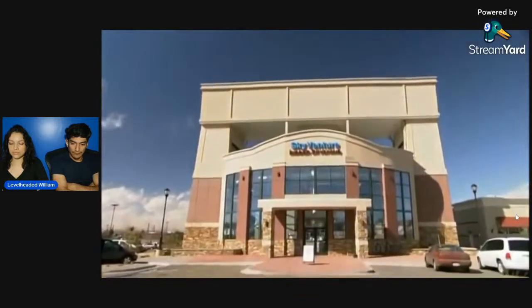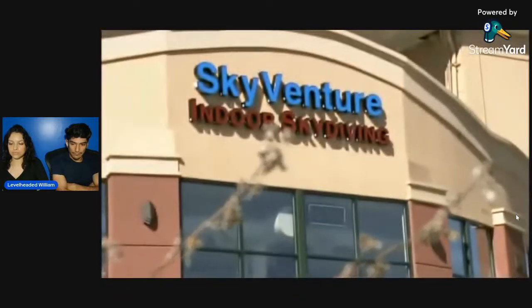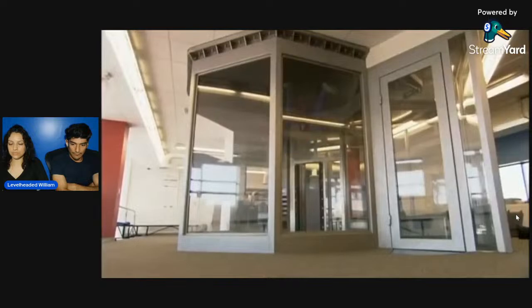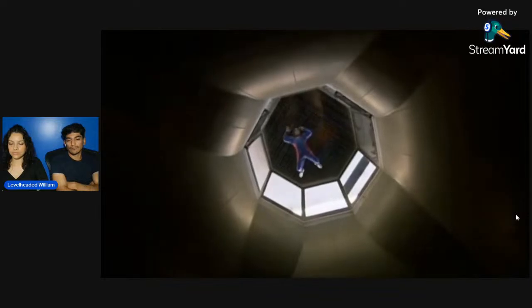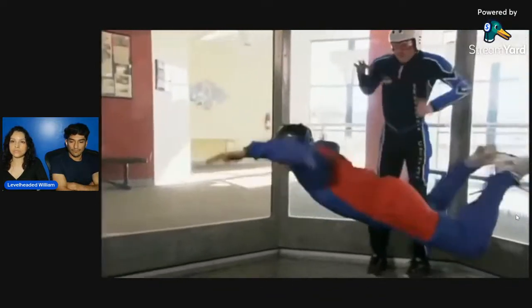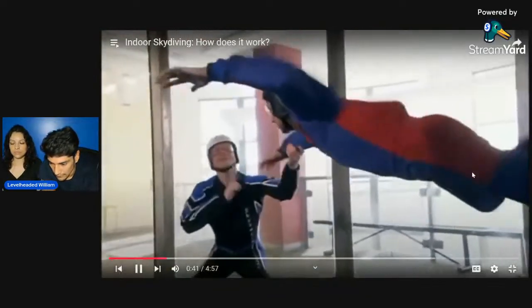I'm inside the SkyVenture wind tunnel in Denver, Colorado, riding the fierce air currents generated by massive 1,200 horsepower fans. I'm getting a crash course in the aerodynamic principles behind every plane and helicopter.